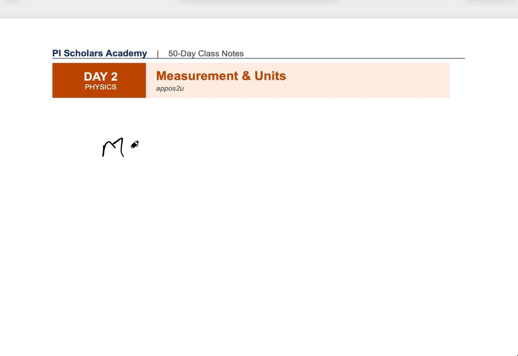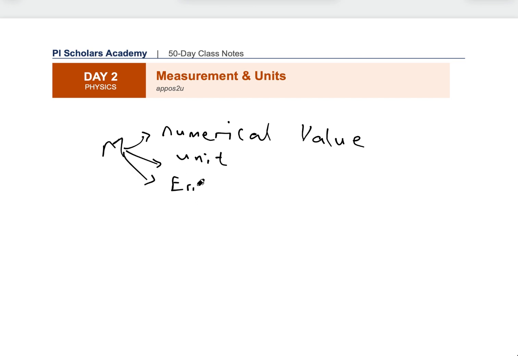So let M represent measurement. A good measurement must have a numerical value. A good measurement must have a unit. That is, you must know the unit with which you are taking the measurement. And a good measurement must also have what we call the error bound. So as you can see, I know most of us are familiar with the first two, the numerical value and the unit.